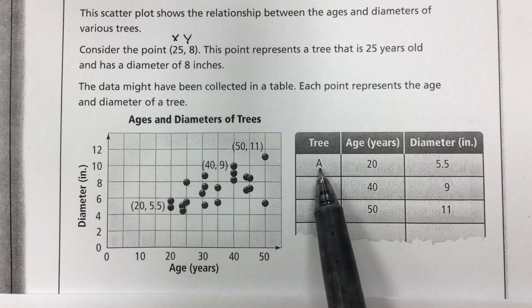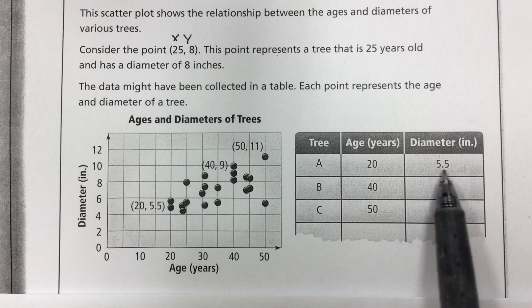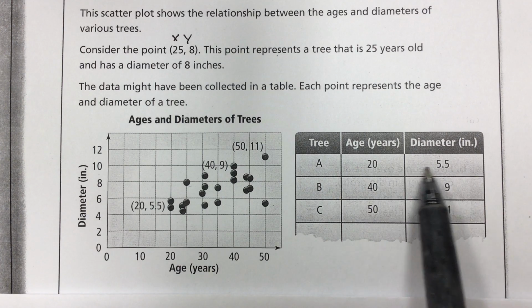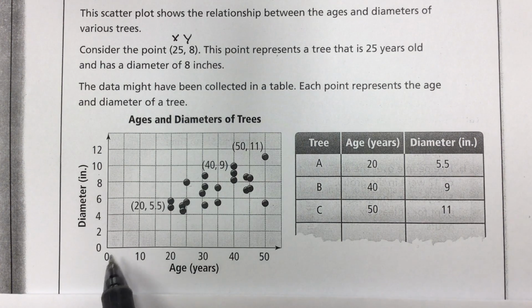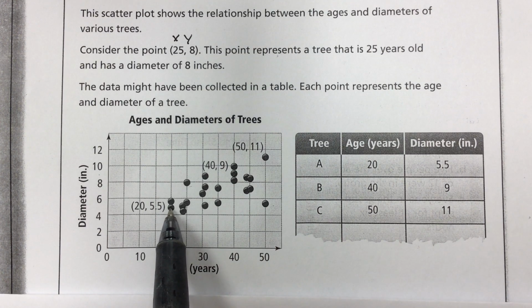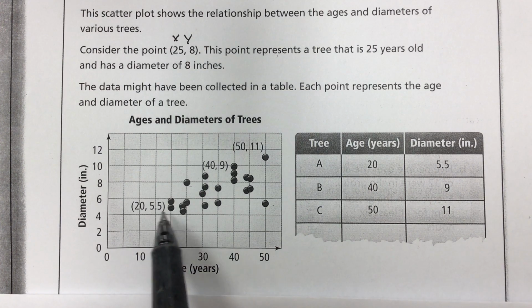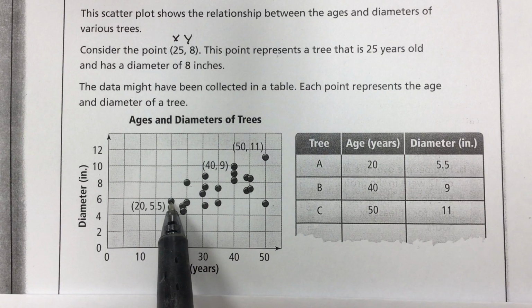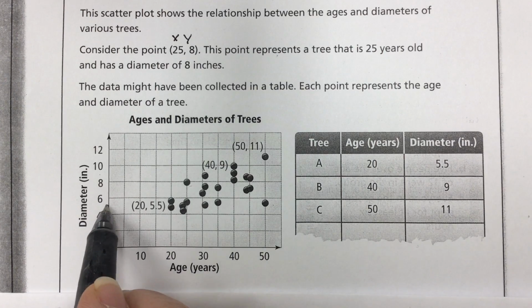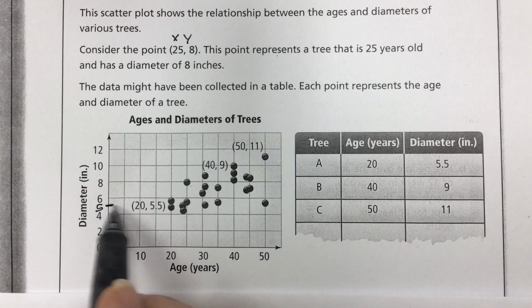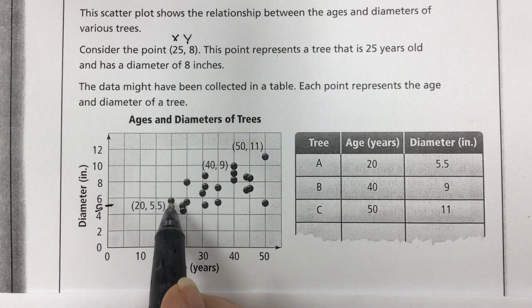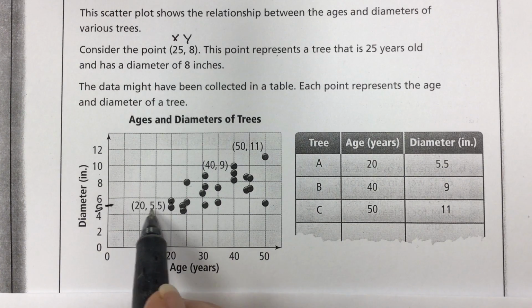So let's look for point A, (20, 5.5): 20 years, 5.5 inches. So go out to 20 years, up 5.5. There's the point. Actually, it would probably be this point, the one closer, because think about it, halfway would be 5, and then halfway in between 5 and 6, so this point really would be the (20, 5.5).